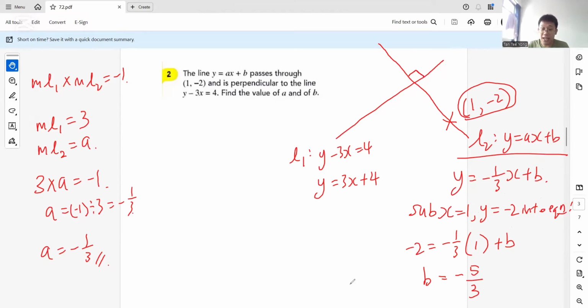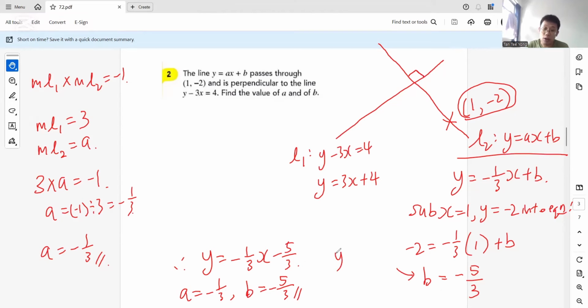-5/3, right? So therefore, my L2 equation is y equals to -1/3 x minus 5/3. All right, and then my A is -1/3 and my B is -5/3. B is also so-called the y-intercept for L2. Okay, in this question. So that's it for question 2.